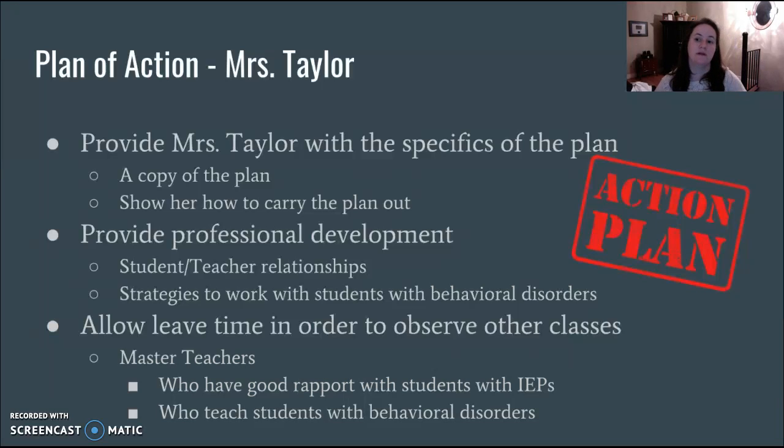Also provide her with professional development. Simply because she's been teaching for a while doesn't mean that she's ever had experience with students who have behavioral diagnoses or anything like that. So looking at what she could do, student-teacher relationships, most specifically strategies for students who have behavior disorders, so that she can get some professional development on how to deal with students in that realm of education. Also allowing her leave time to observe other classes, looking for a master teacher who has experience dealing with students who have behavioral disorders or who have IEPs, and who have good rapport with those students.